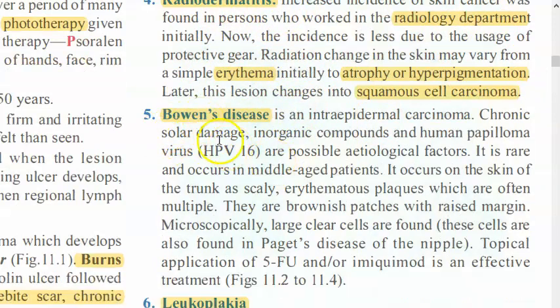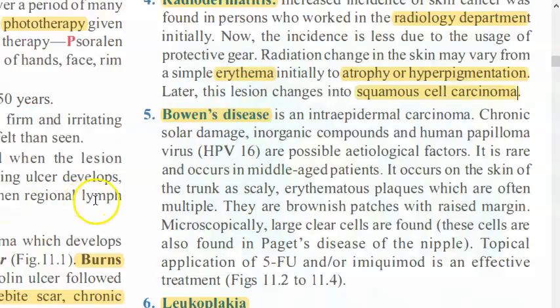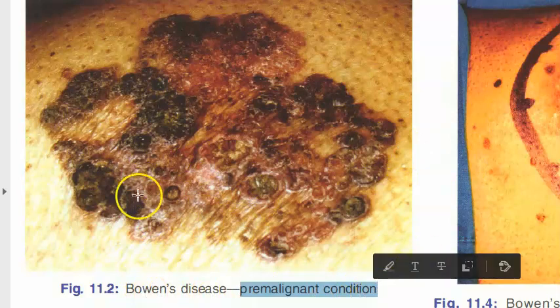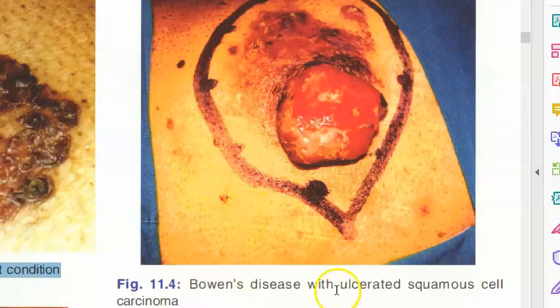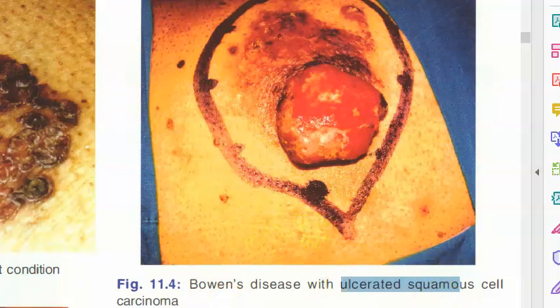Now let's go to the fifth one, Bowen's disease. So guys, how is it going? Is it too much? We're looking at the fifth pre-malignant condition of the skin, Bowen's disease. Look at this image here, guys. It says Bowen's disease. Here they have mentioned it as a pre-malignant condition. Suddenly when I look at this, I would say it's melanoma, but they're saying it's Bowen's disease. Let's wait and understand. This is yet another picture of Bowen's disease with ulcerated squamous cell carcinoma. So now there is carcinoma here, squamous cell carcinoma.